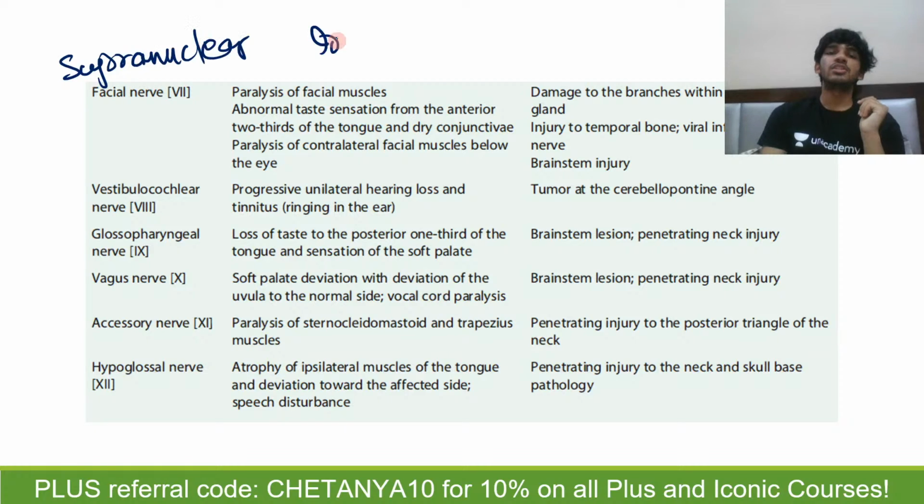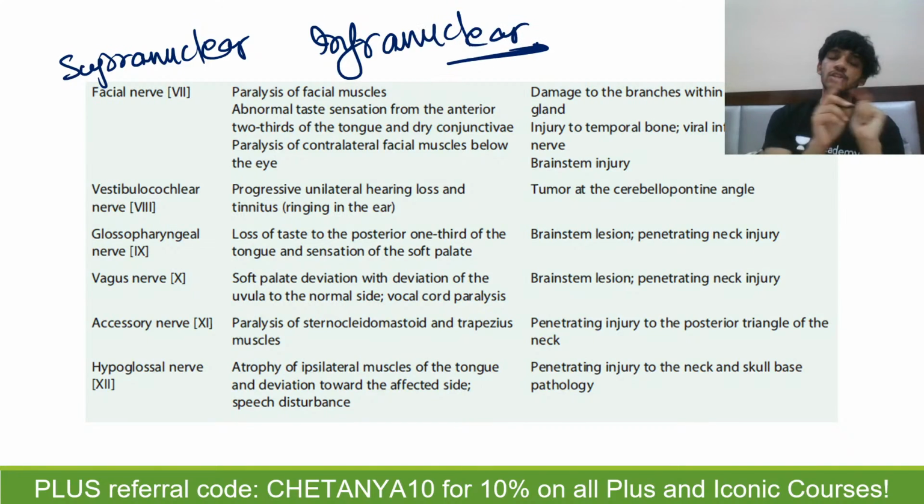In infranuclear lesions, there is no sparing, but in supranuclear lesions, there is a sparing. So it depends on the level. Yesterday we talked about facial nerve lesions at 4 levels. कहाँ पे? Geniculate ganglion, chorda tympani, and stylomastoid foramen. Okay, so the damage can be within the parotid. You can have injury to the temporal bone. You can have viral inflammation, which causes Bell's palsy, and there can be a brainstem lesion.